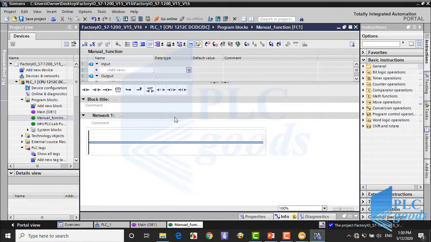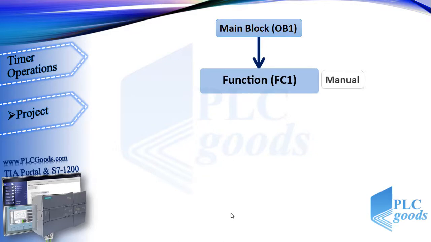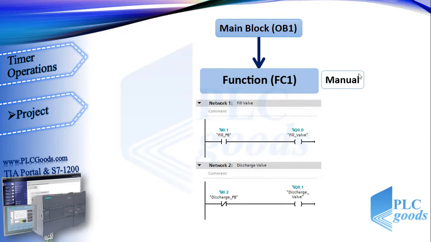As you see, here, we can write our program, like main block. Also this function appears in the left side, in the program blocks folder. My program will call manual function. As you see, in this mode, when fill or discharge push button are pressed, they will turn on its related valve.